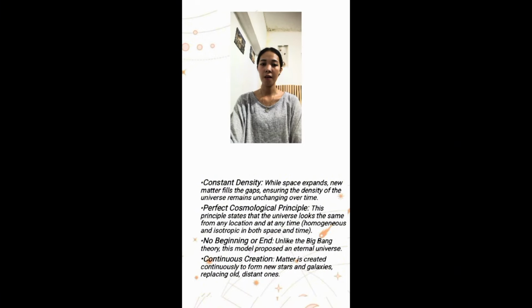So, here are the key concepts of the steady state theory. First is constant density. While space expands, new matter fills the gaps, ensuring the density of the universe remains unchanging over time. The next is the perfect cosmological principle. This principle states that the universe looks the same from any location and at any time, homogeneous and isotropic in both space and time.